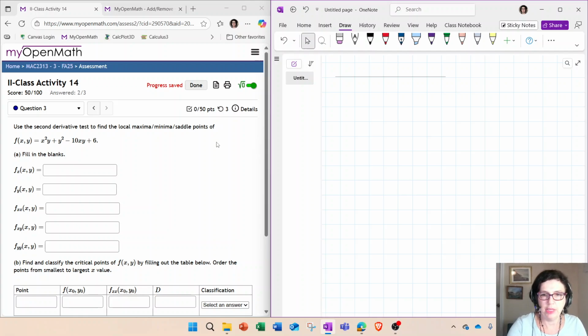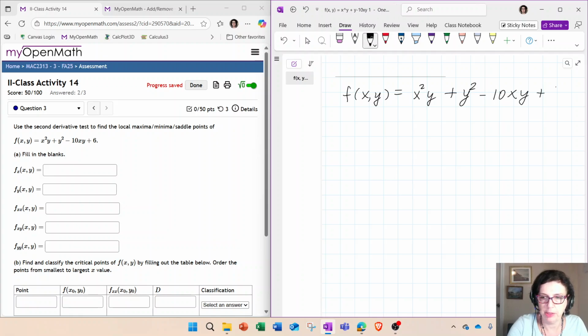Okay, guys, so this is a more difficult example of finding and classifying points from critical points to whether it's a max, min, or a saddle point. All right, so here we have f of xy equals x squared y plus y squared minus 10xy plus 6.